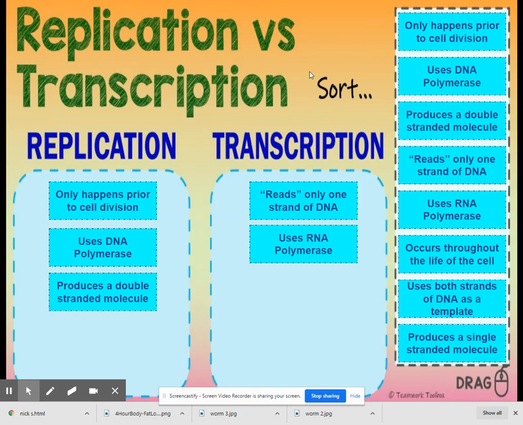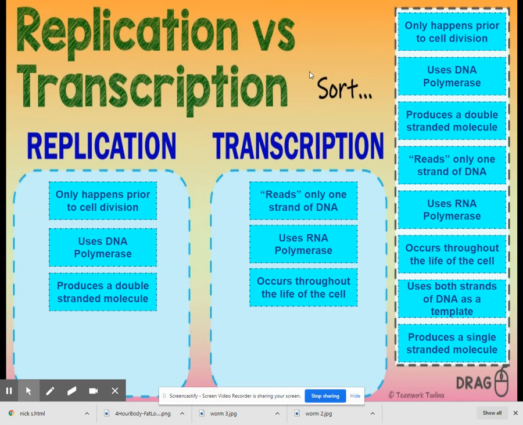Okay, and then occurs throughout the life of the cell. That's going to be transcription. Replication doesn't necessarily happen all the time throughout the whole life of the cell, but transcription does. It has to read the genes and make proteins all the time.